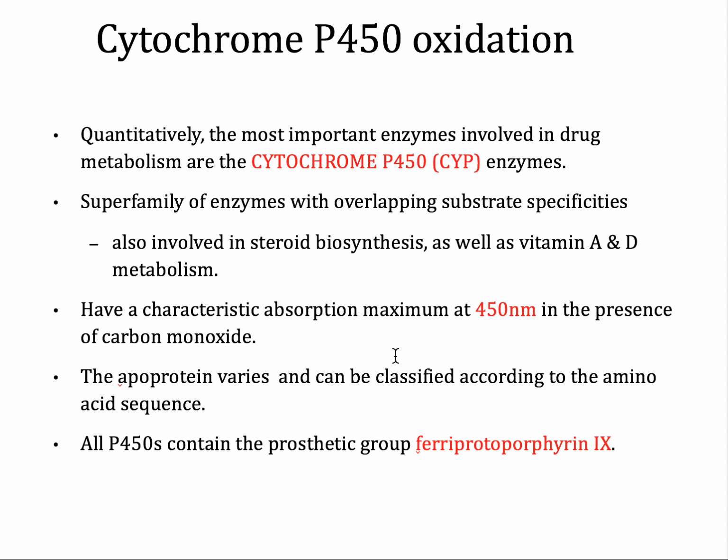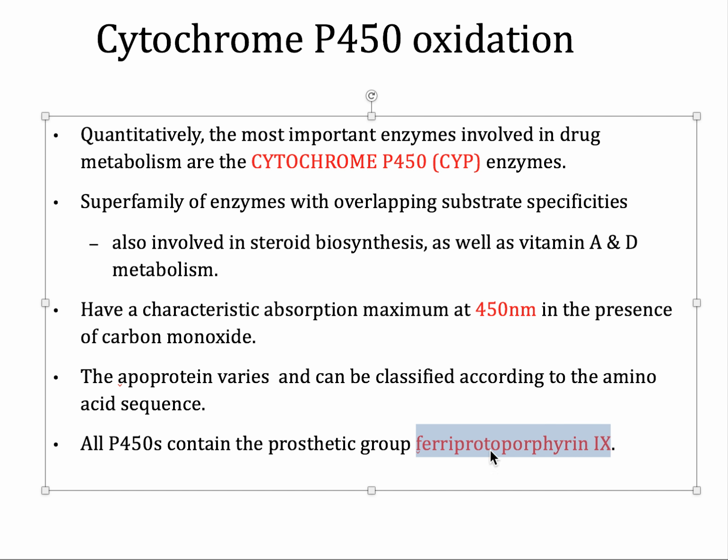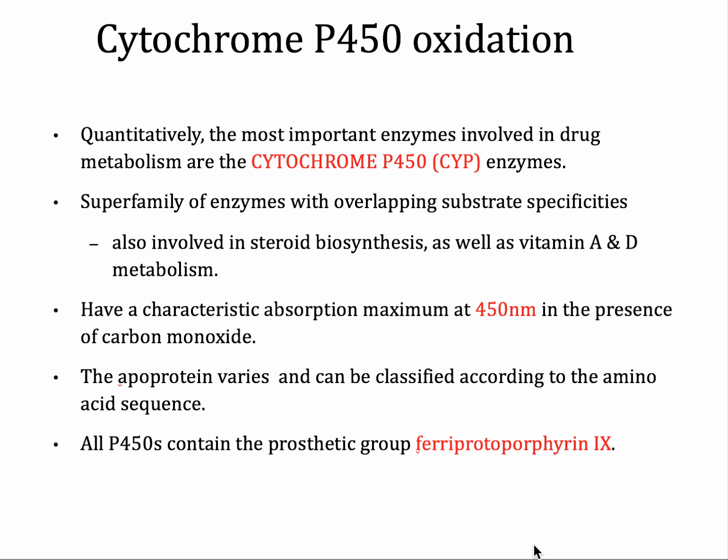Now, the main key aspect that you want to look into and learn is that they have this prosthetic group. Prosthetic groups are anything like a side chain that's added usually to the main protein. So in hemoglobin you have a porphyrin ring, right? In P450s you have the ferri protoporphyrin 9, so you want to take note of that. So it's ferri protoporphyrin 9, with the Roman numeral. Now the structure is shown in the next slide.